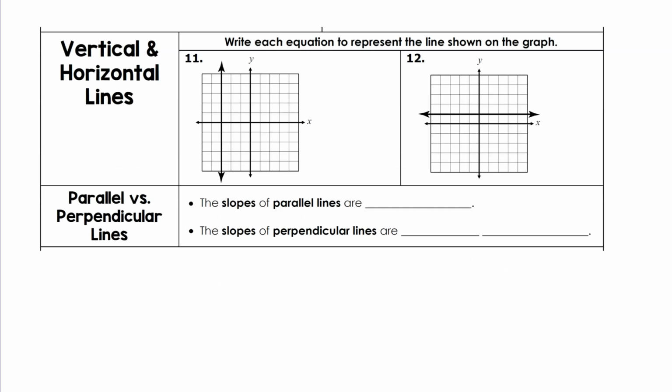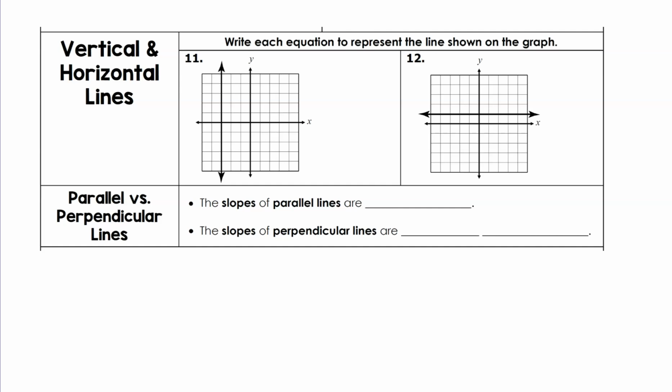So, vertical and horizontal lines. We've kind of talked about this already in the last, I think it was 1.4a, where we dealt with horizontal and vertical lines. We talked about domain and range. So this is what it boils down to. A horizontal line and a vertical line.